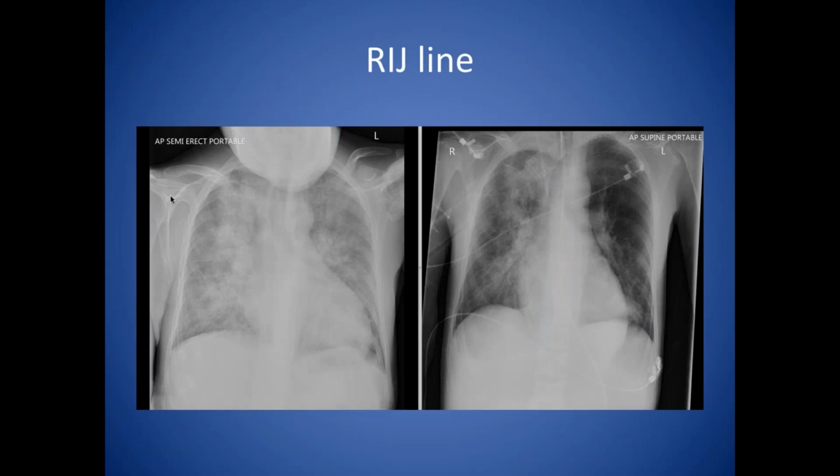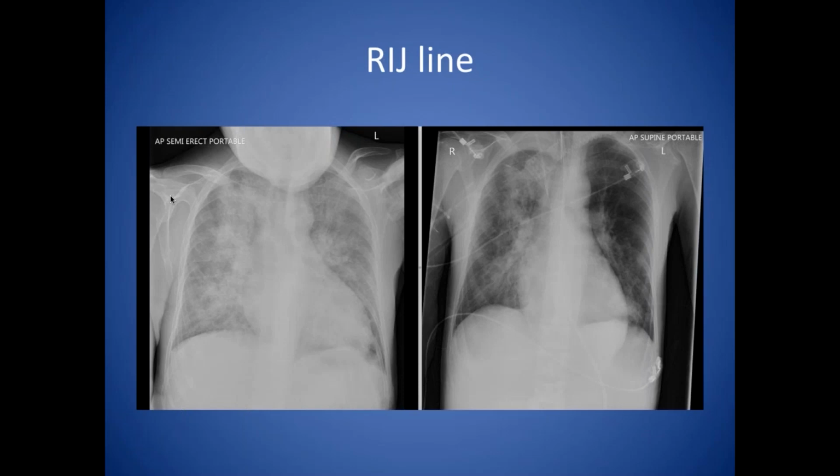This patient has had a right internal jugular line. Note that they've got bilateral alveolar pulmonary edema. And soon after the line goes in, you can see that there's a right apical cap. This is a triangular density adjacent to the superior sulcus. And in fact, it's not in the lung, but it's in the extrapleural space.